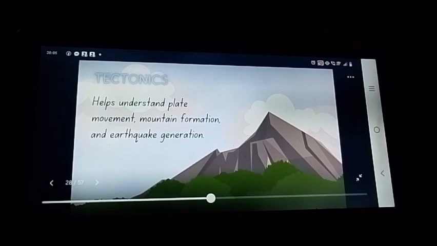Here's how it works: plate movement, mountain formation, and earthquake generation. Here's the quick breakdown: plate movement, mountain formation, and earthquake generation. Plate tectonics is a powerful theory that helps us understand many of the Earth's most dramatic features, from the towering Himalayas to the devastating earthquakes that can shake our planet.